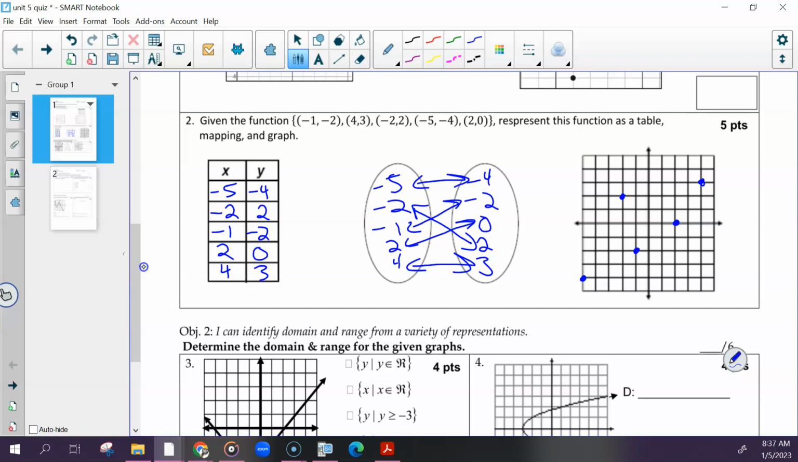For the most part, we did fine on the first section. Did we have any questions on 1 or 2?